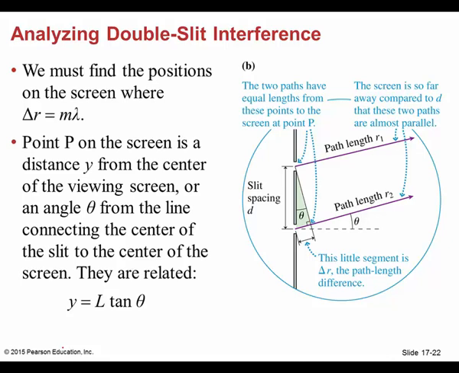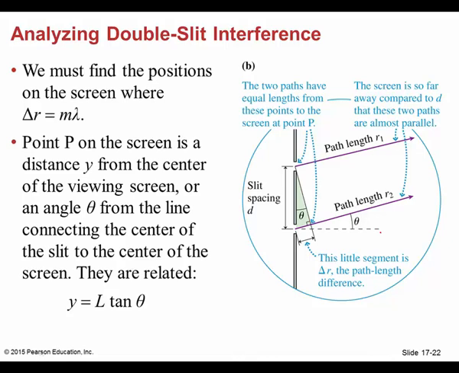So we find the positions on the screen where delta R is equal to M times the wavelength, and that's the wavelength of light. And notice we've kind of zoomed in on this to get you to understand what we're talking about. The path length R1 to path length R2, and so delta R is that distance in between there, okay? All right, so how do we find Y?